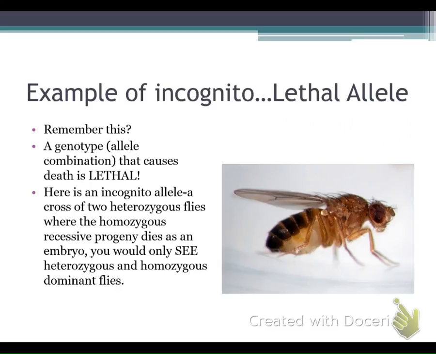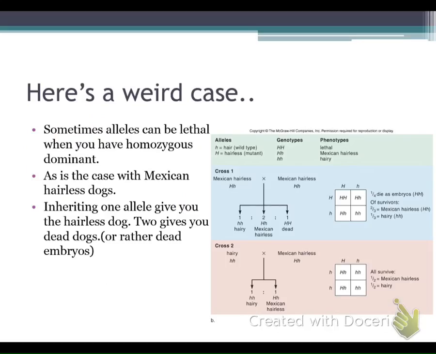So one of the examples that can throw off Mendel's ratios is called a lethal allele. Anything that essentially kills you is called a lethal allele. A genotype that will kill you is considered lethal. And there's a weird case in humans and in dogs where you get a lethal allele.